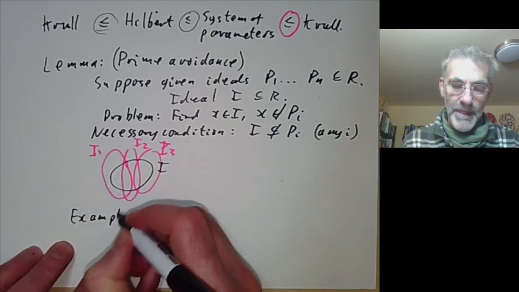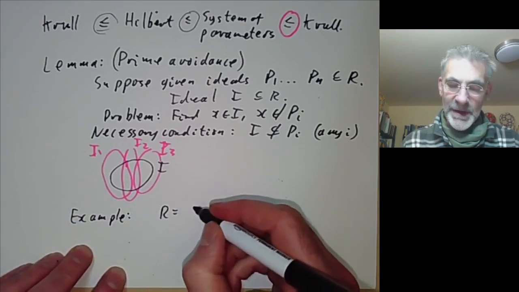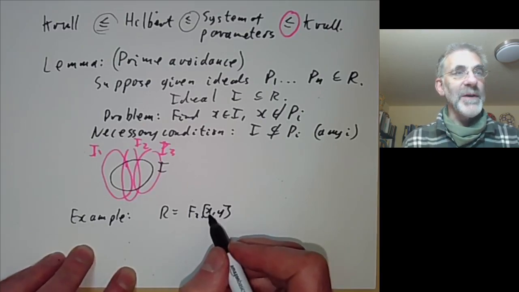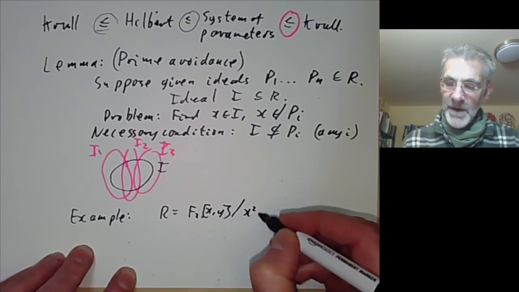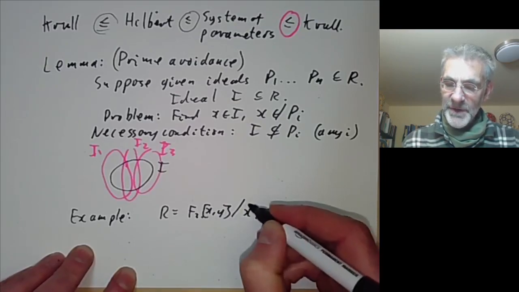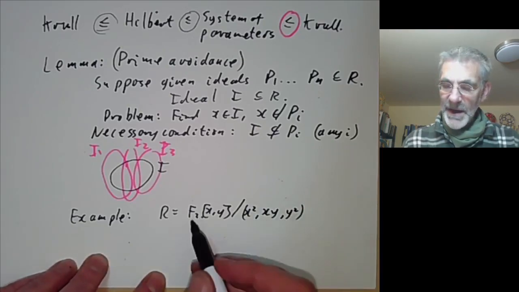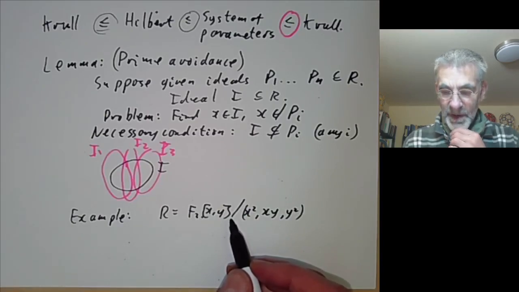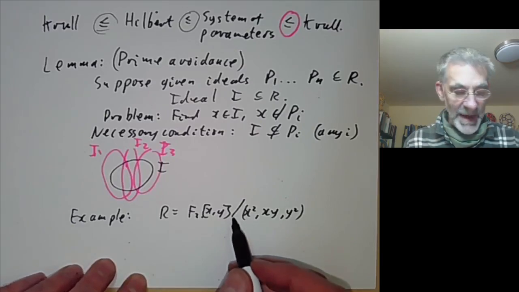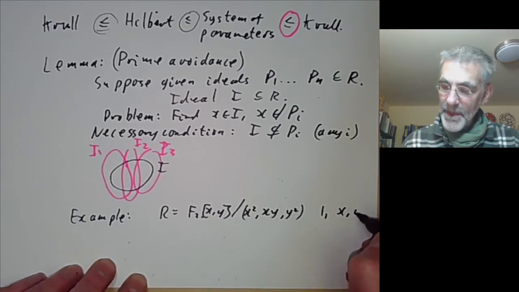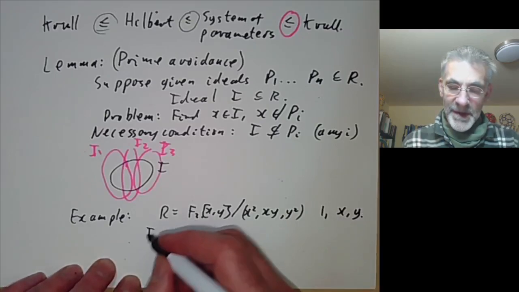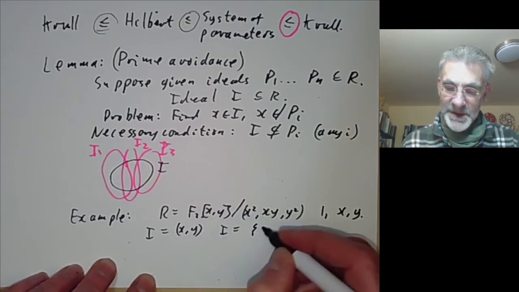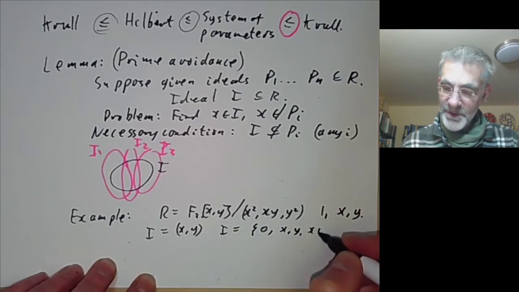So here's an example. Let's take R to be the ring F2[x,y], that's the field with two elements, and we're having an algebra generated by x and y. And let's just kill off all products of two of these. So this is an Artinian ring. It's a three-dimensional algebra over the field with two elements with basis 1, x and y. And if we take the ideal I to be generated by x and y, then I has just four elements, 0, x, y and x plus y.